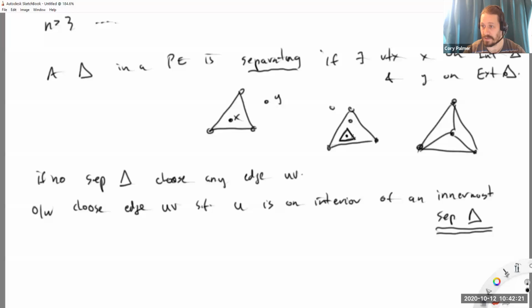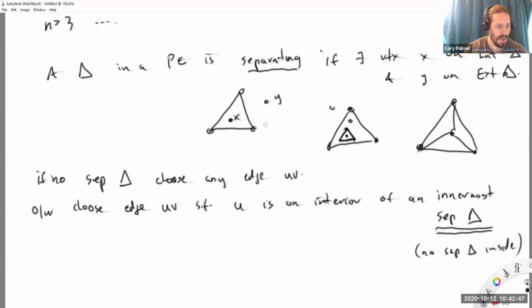Does this exist? Yes, the graph is finite. We'll give you that this thing exists. If there are separating triangles, there are innermost ones. Not the innermost, but there do exist ones. Why? Well, if this one here is not innermost, then take this one. If that one's not innermost, it's not because there's a separating triangle inside of it. Just continue until it stops. It can't go forever, right? Okay, so no separating triangle inside.